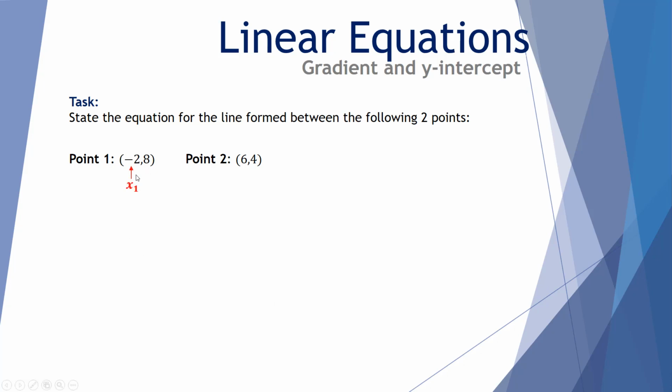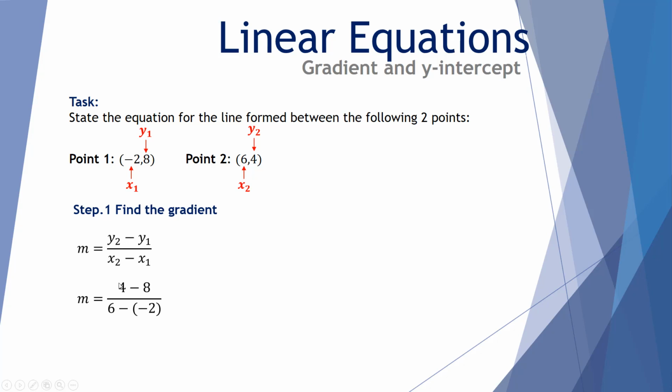We've got an x1 value of negative 2 and a y1 value of 8. Point 2 has got an x2 value of 6 and a y2 value of 4. Let's find the gradient for step number 1. Here's our equation. Let's substitute in the values. y2 is 4, y1 is 8, x2 is 6, x1 is minus 2. So 4 take 8 is our substitution, and 6 take negative 2 is our substitution.